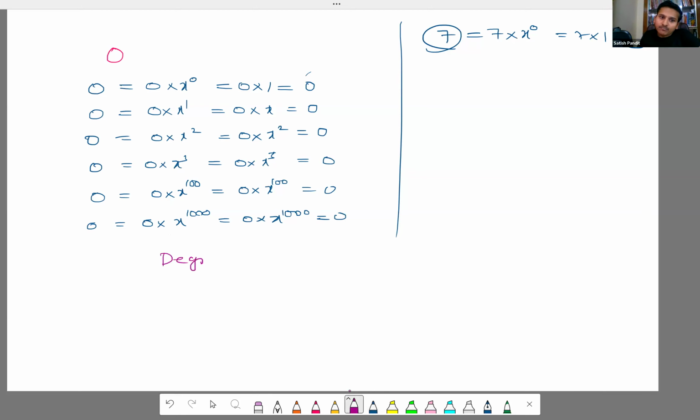Degree of a 0 polynomial is not defined. This is a very important question again. Have you all understood this line? Yes or no? Yes? Shrinika? Perfect. Perfect.